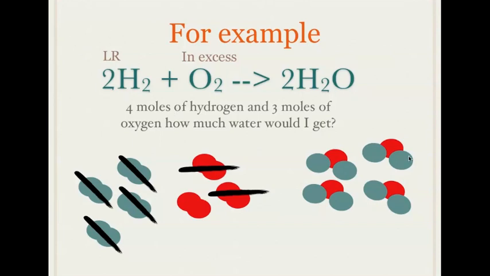So, as I said, the amount of product we get is based upon our limiting reagent, because that is what is telling us how much of this can be produced.